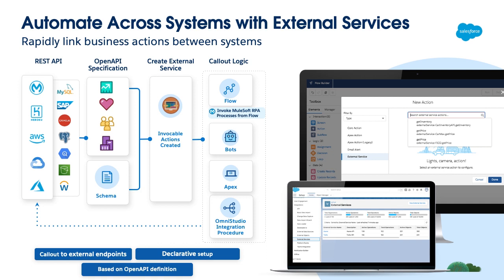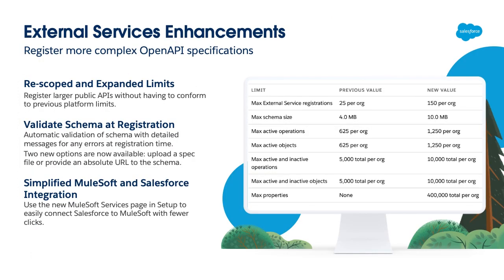invocable actions. Finally, these invocable actions can then be used across the Salesforce platform, from being consumed by automation capabilities such as Flow Builder and bots, and most recently OmniStudio, to being programmed natively into custom Apex code. Here is a brief overview of the various improvements we've made to the product over the last few releases.